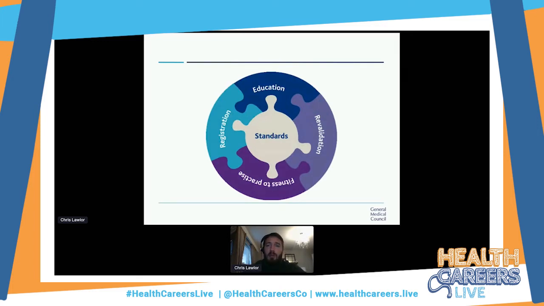We also hold the medical register, so any doctors who want to work in the UK have to go through the registration process and have to join the register. Just quickly ask you, how many doctors do you think are on the register? Anyone want to hazard a guess of how many doctors are currently on the GMC register? Anyone on the chat want to guess how many doctors there might be?